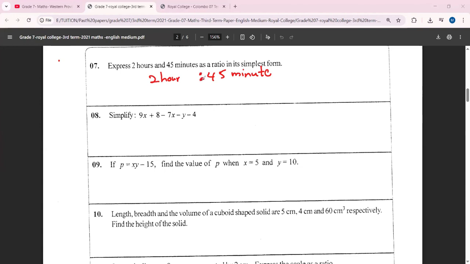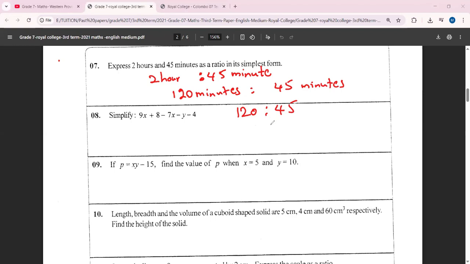That means if you have two quantities, both quantities must be in the same unit. So 2 hours means 120 minutes. 120 minutes, 45 minutes. Now we have everything in minutes, so we can skip the minute part and write 120 to 45. And then we can divide both by 5.